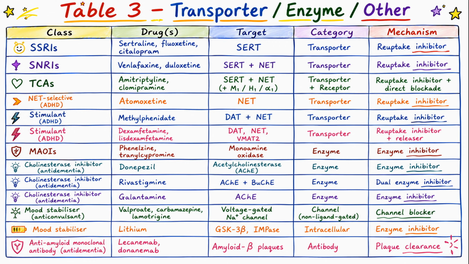So that's the complete picture. Every major psychiatric drug class sorted by how it actually works. Ligand-gated channels, G-protein coupled receptors, transporters, enzymes, and that small handful of exceptions that don't fit anywhere else. Once you can sort any drug into one of these boxes, you're not just memorizing facts anymore, you're predicting behavior. That's the difference between cramming for an exam and actually understanding pharmacology.